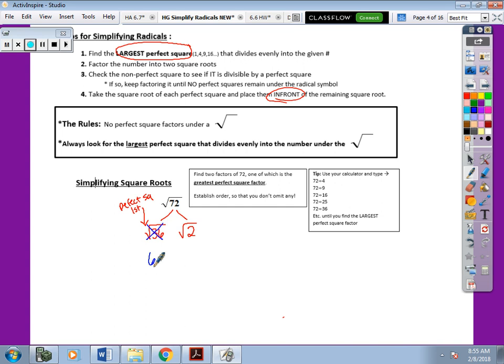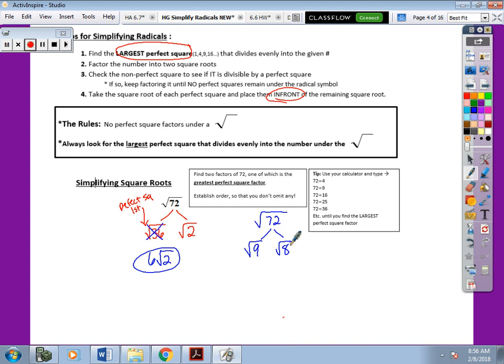What squared gets me 36? 6. It now comes out of the square root. The square root of 2 we don't know, and it's also not reducible. So our answer is 6 root 2, or 6 square roots of 2. Those are the 2 ways you can say that. Now, let me just show off to the side. Some of you would pick 9 and 8. It's not wrong. You can do it this way. It's just a longer process.